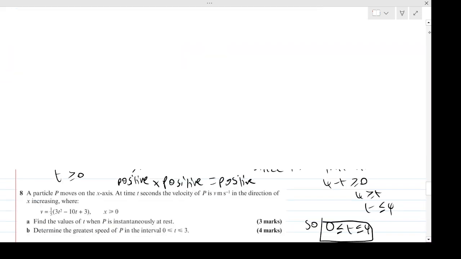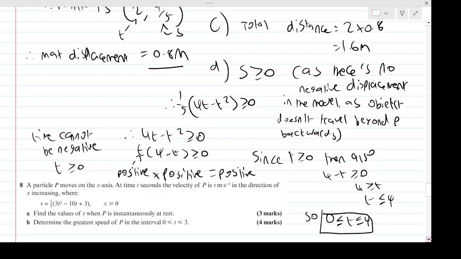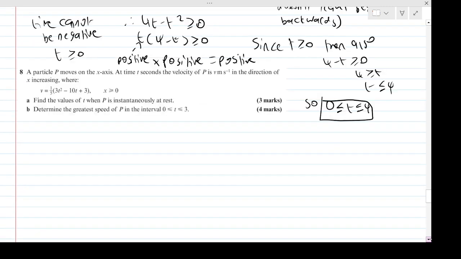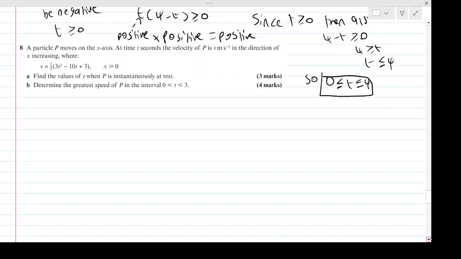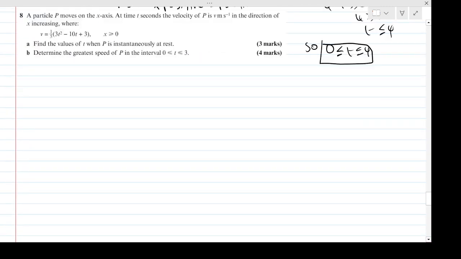Okay, right. Then in this question here, we're told a particle P moves on the x-axis at time t seconds. The velocity is in the direction of x increasing. So I'm just giving the equation here. V is a fifth of 3t squared minus 10t add 3. Okay, that's the main thing really to pay attention to.